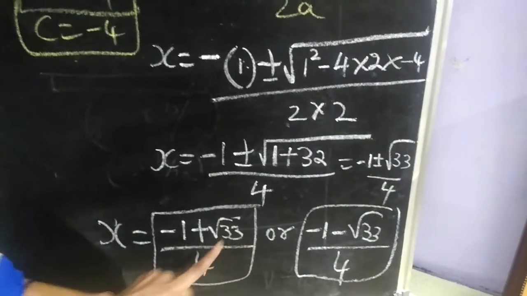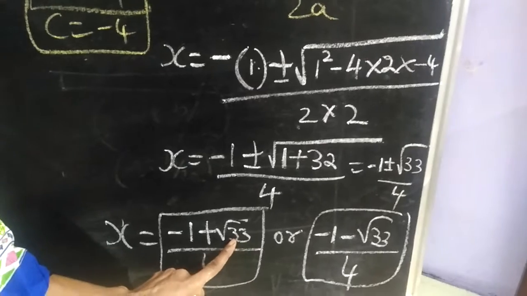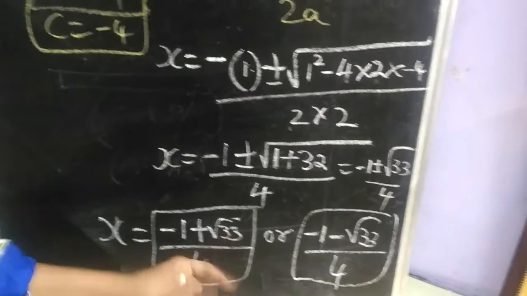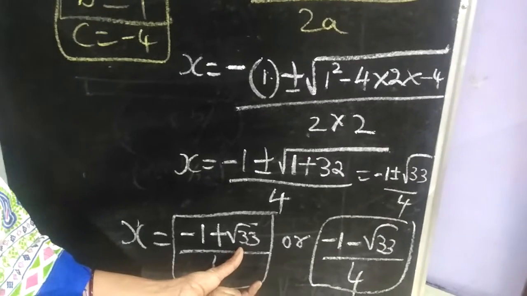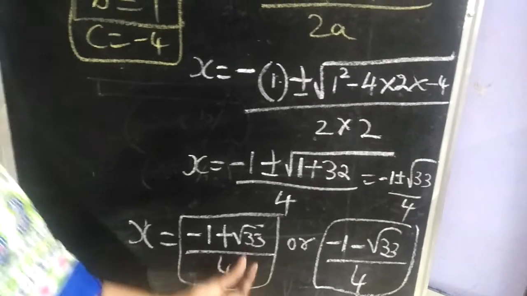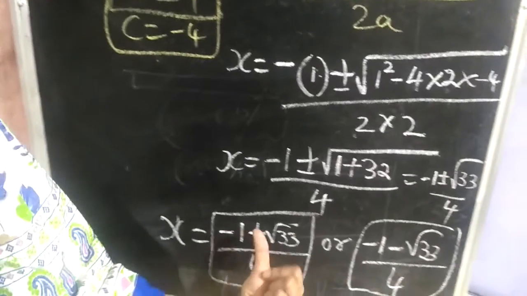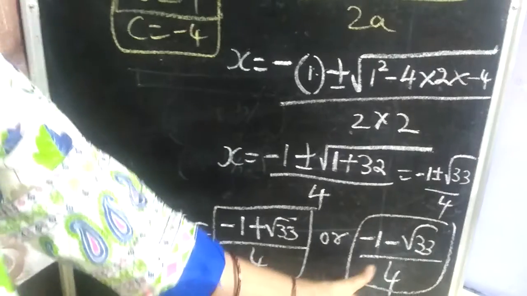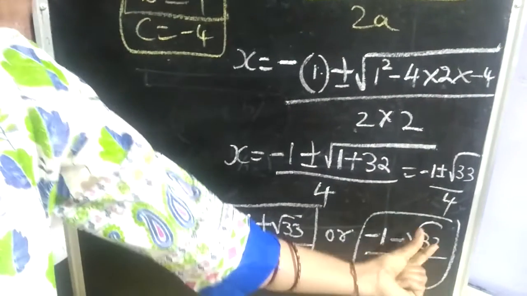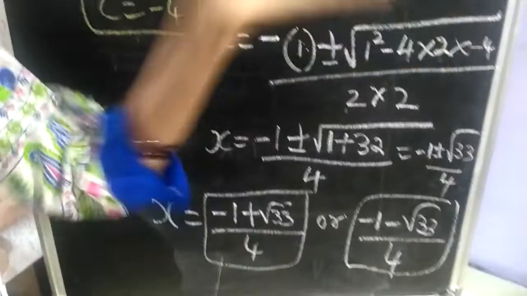So listen here, children. Here it is 33, right? If it was 32, you could have further simplified it as 16 into 2. So this 33 cannot be expressed as product of a perfect square and another number. So you are just writing it as minus 1 plus root 33 by 4 and minus 1 minus root of 33 by 4. You can solve a few more questions where the numbers can be split as the product of a perfect square and another integer. Okay, once again we'll come back to the problem.